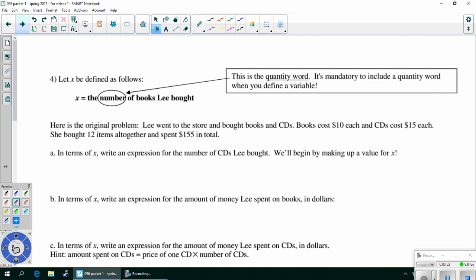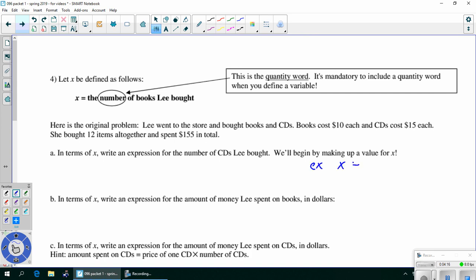Okay, so let's start answering questions about that setup. In terms of X, write an expression for the number of CDs Lee bought. Number of CDs Lee bought. Okay, there's going to be some formula here with X in it. Some lucky few of you might already be able to just figure out right away what the expression is. That is wonderful. More power to you. But for the rest of us, we just make up a number.